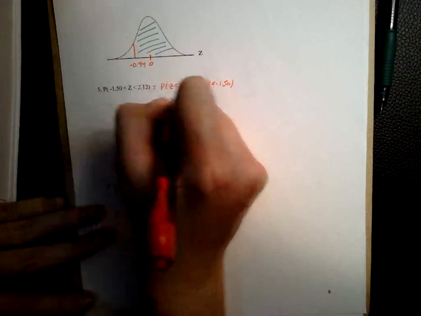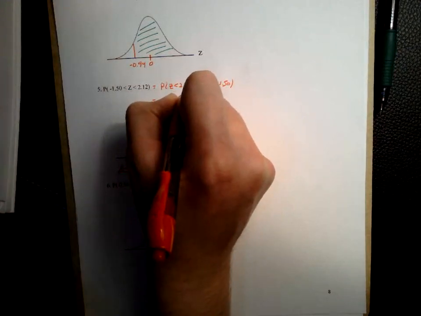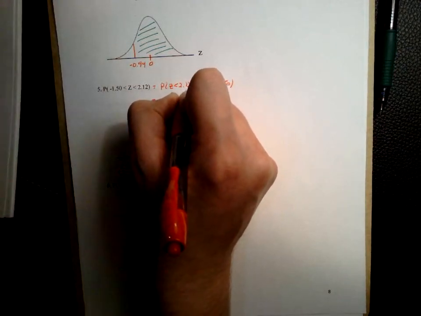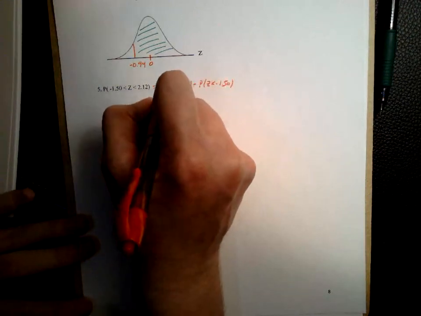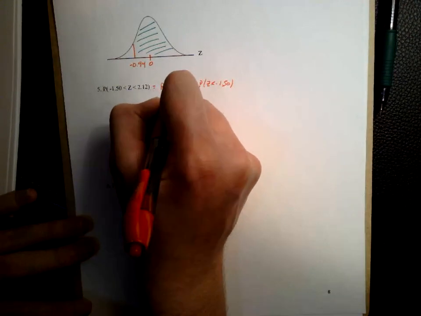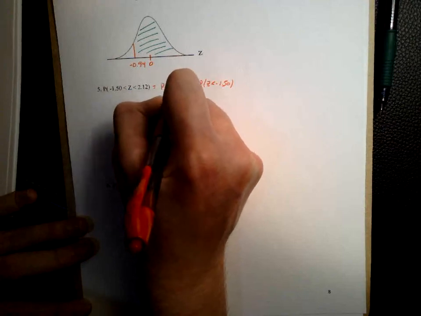Then if we look these two up in the table, the probability of z being less than 2.12 is equal to 0.9830.